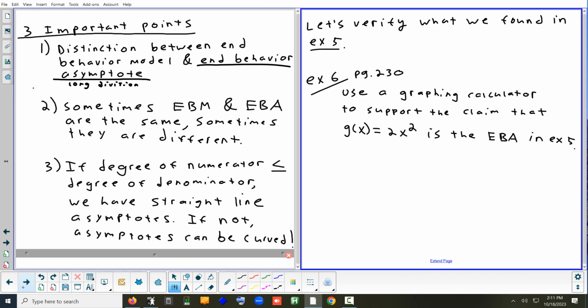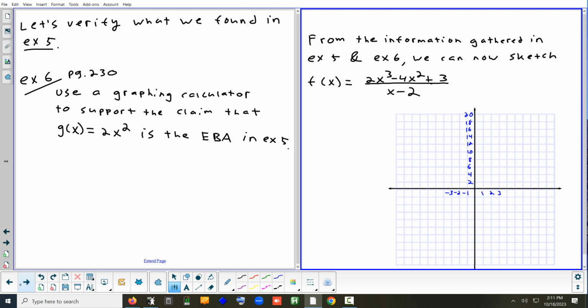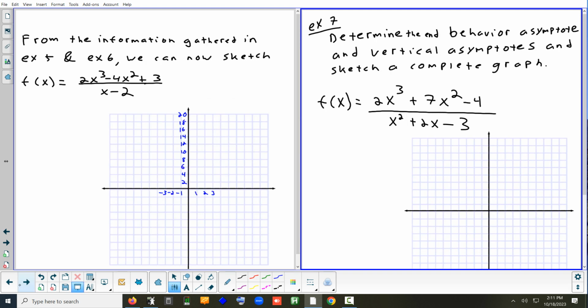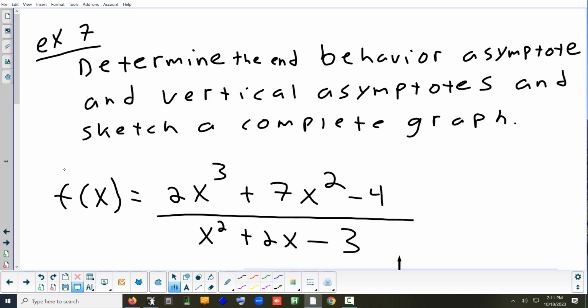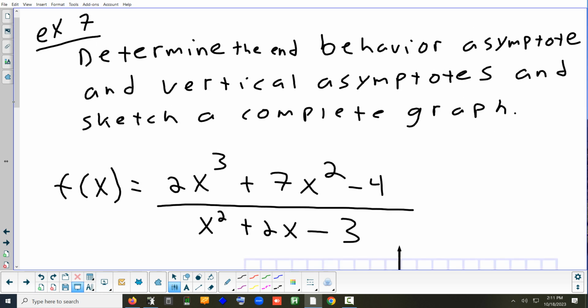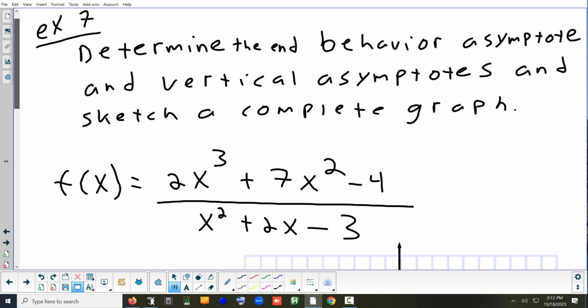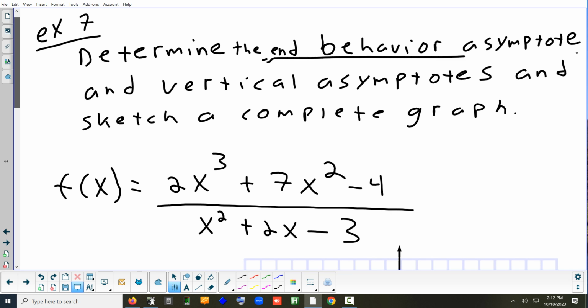Okay, so we already verified what we found, so we're not going to graph that on the calculator again. Let's try this one. It says to determine the end behavior asymptote, vertical asymptotes, and then sketch the graph. Can you have a horizontal asymptote when the degree in the top is bigger? No. So you're not going to have a horizontal. That is going to take the place of it.